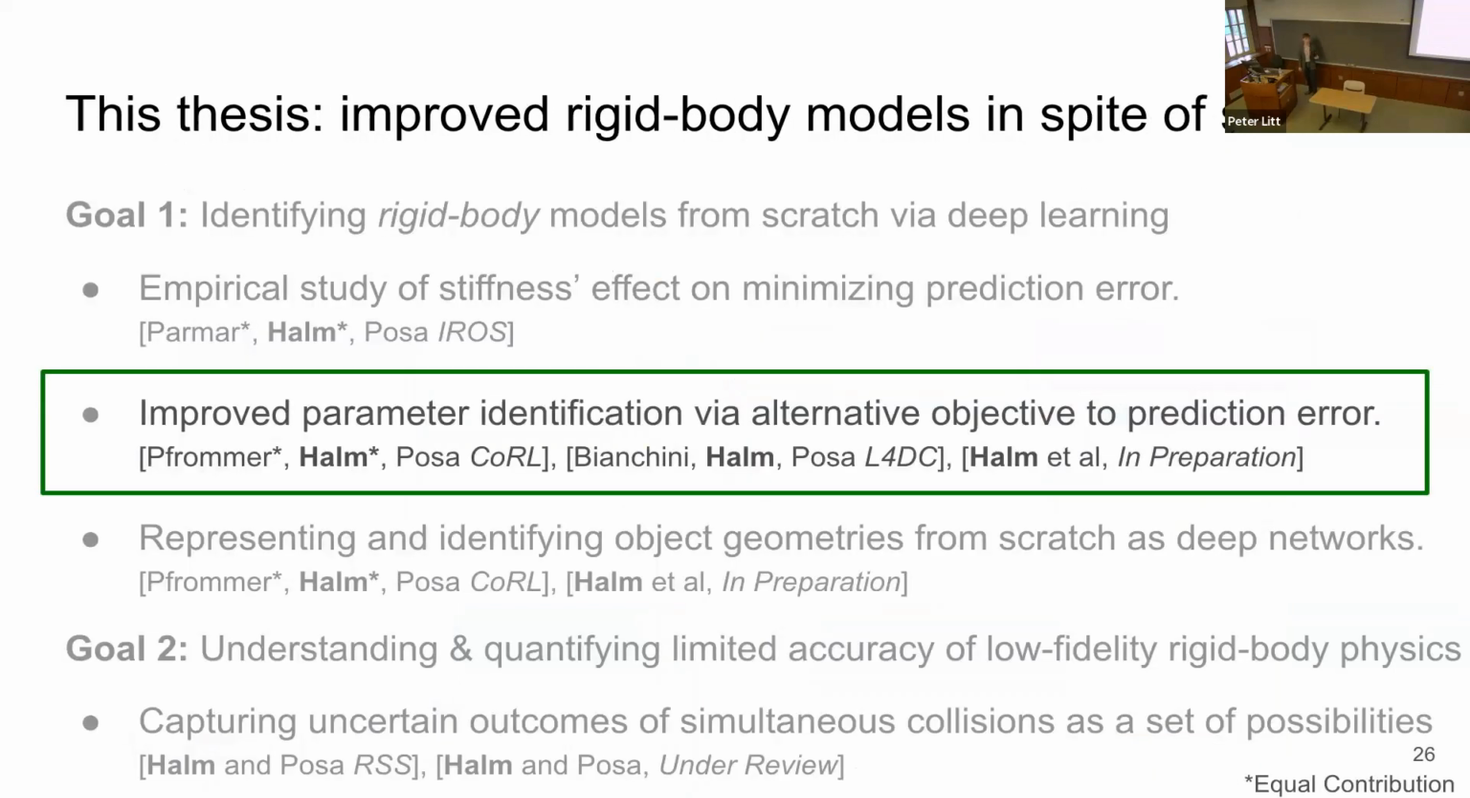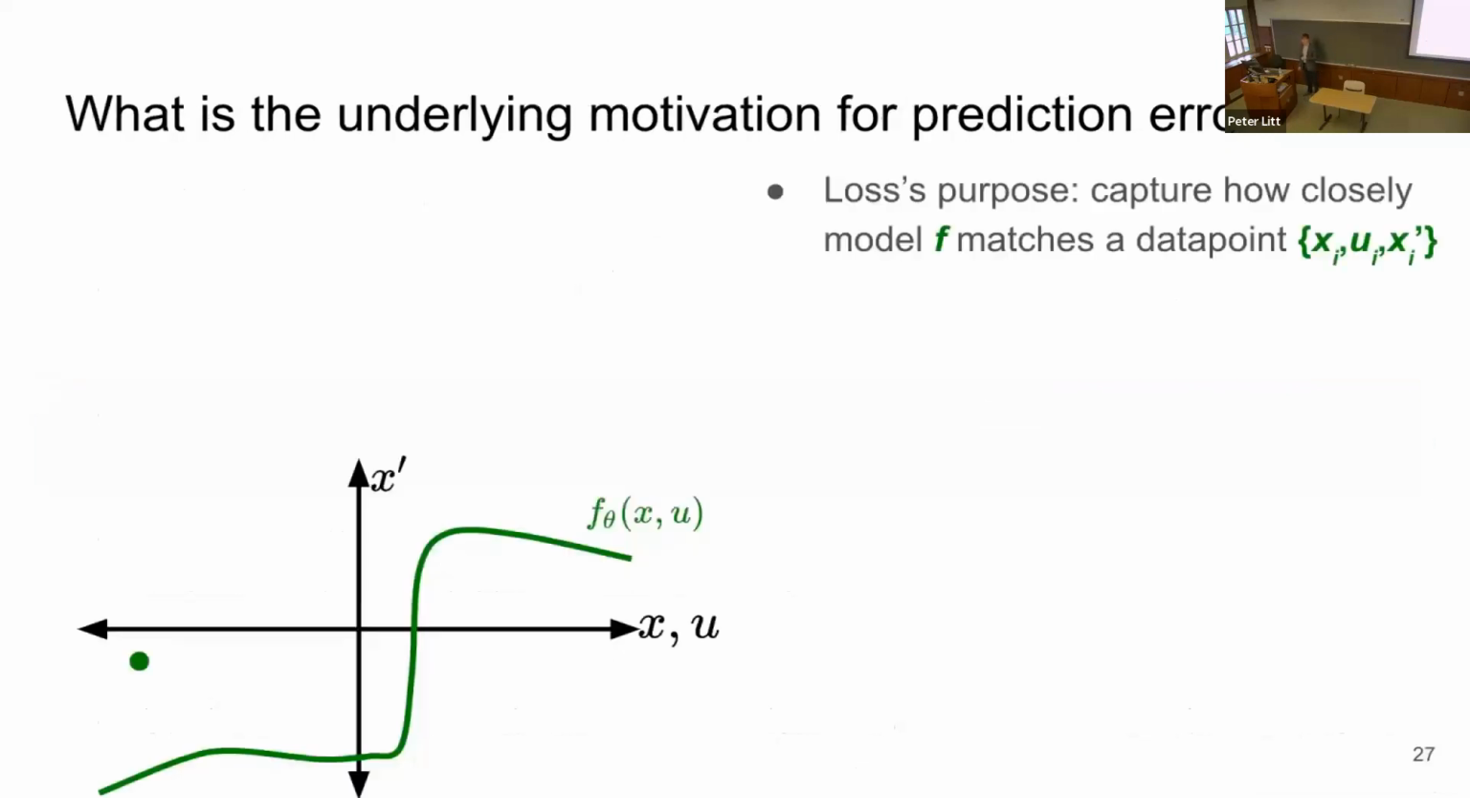Okay, so first we're going to talk about how we are optimizing our physical models in a different way versus minimizing prediction error. But because prediction error is such a statistically well-motivated and ubiquitous metric in our community, we're going to take some time to examine why it is important, why it can be effective, and understand why for our systems it might be advantageous to use something else.